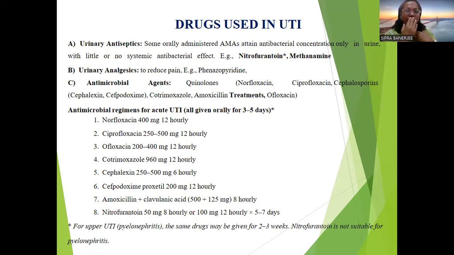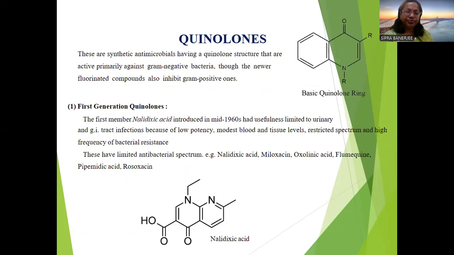Now, coming to the antimicrobials, there are quinolones: norfloxacin, ciprofloxacin, ofloxacin; cephalosporins: cephalexin, cefpodoxime; cotrimoxazole, and amoxicillin treatment also. Now, the antimicrobials that are used and their doses. Norfloxacin is used at 400 mg 12 hourly or 8 hourly. Ciprofloxacin, ofloxacin, cotrimoxazole. Now, cephalexin and cefuroxime axetil. Next, amoxicillin and nitrofurantoin. These are the important drugs for urinary tract infection.